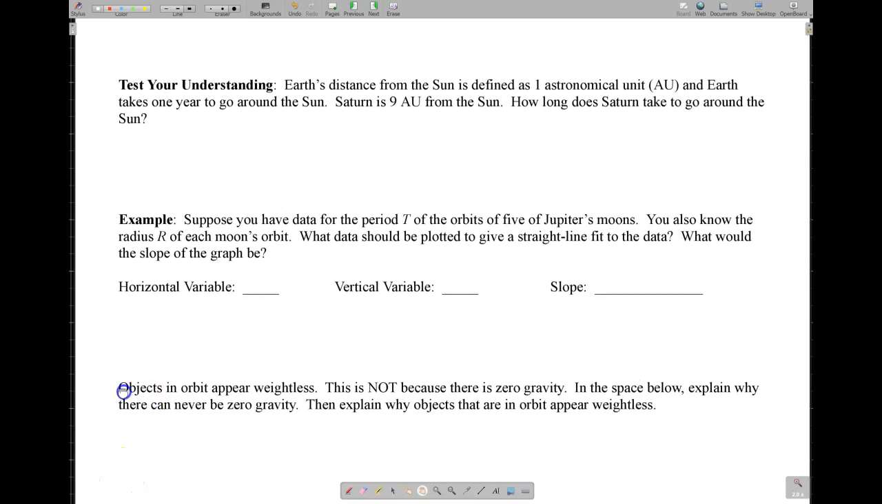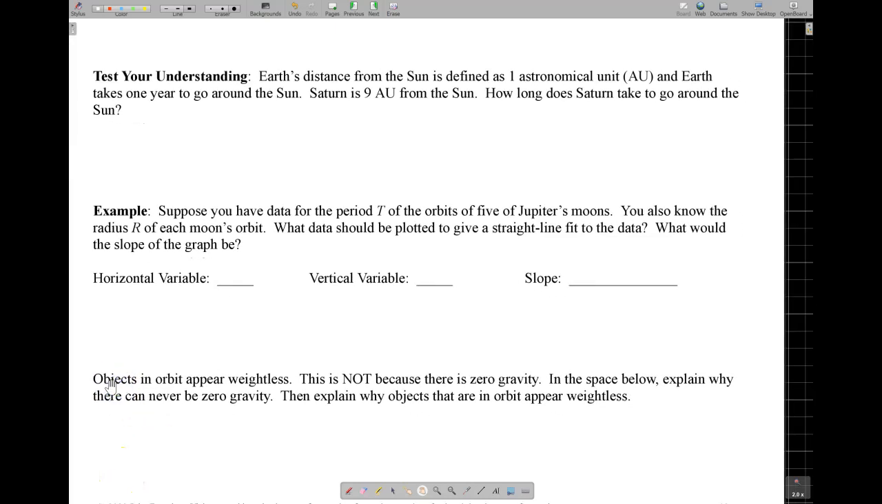Alright, for this last question, objects in orbit appear weightless. This is not because there is zero gravity in the space below. Explain why there can never be zero gravity. Then explain why objects that are in orbit appear weightless.